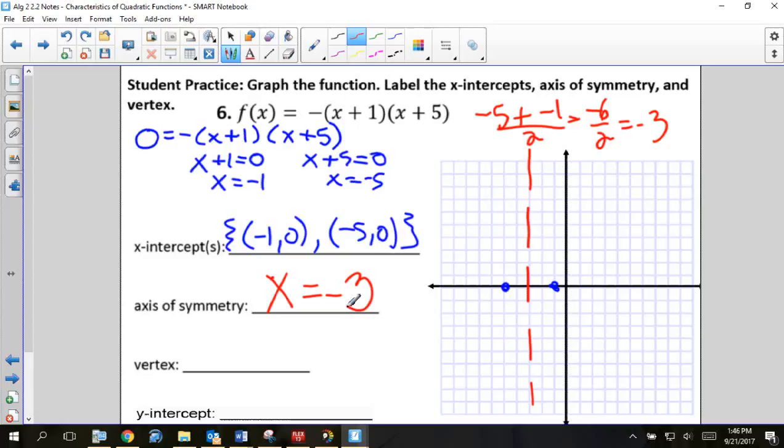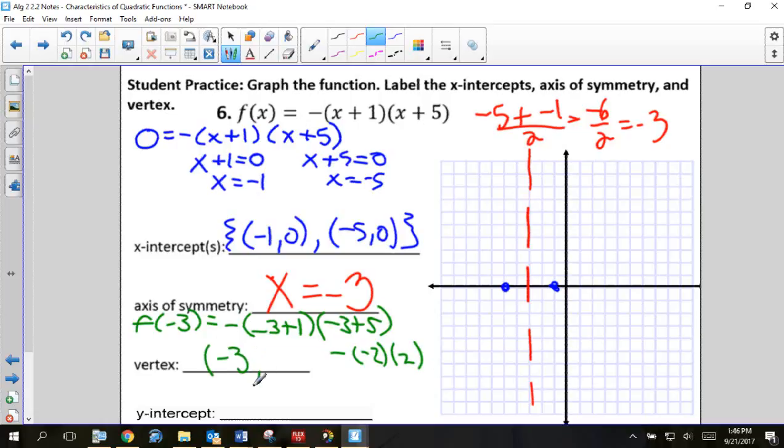All right, so once we find our axis of symmetry, what comes next? Vertex. Plug in -3 for all your x's. Do f of -3. So we get negative, parenthesis, -3 plus 1, another parenthesis, -3 plus 5. So I get -1 times -2 times 2. My vertex is at -3, comma, what number? 4.